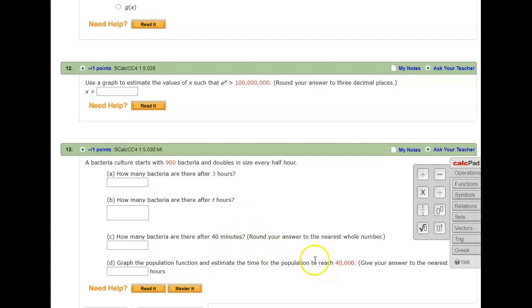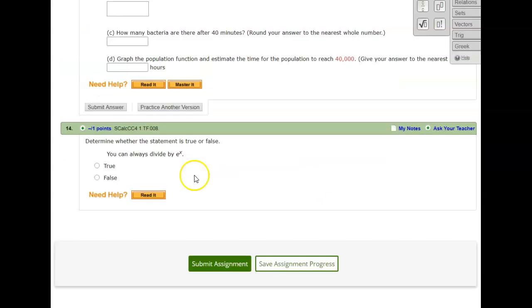And graph the population function, estimate the time for the population to reach 40,000. So that goes back to what we did in the previous problem. We want to know when e to the x minus 40,000 is 0 is one of the ways that you could do that. Number 14 is really just interested in whether or not you can divide by e to the x, which means is it ever 0? So think about the domain of any of the exponential functions, and that'll be an easy answer for you.